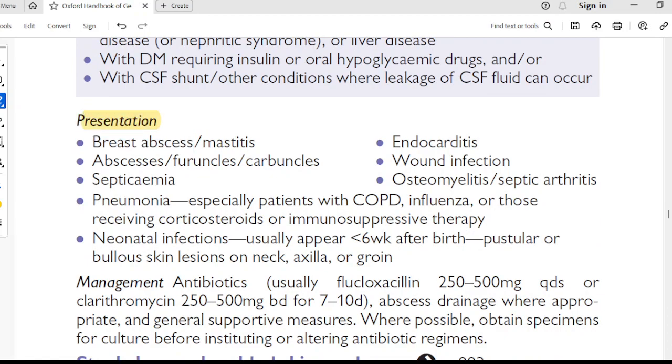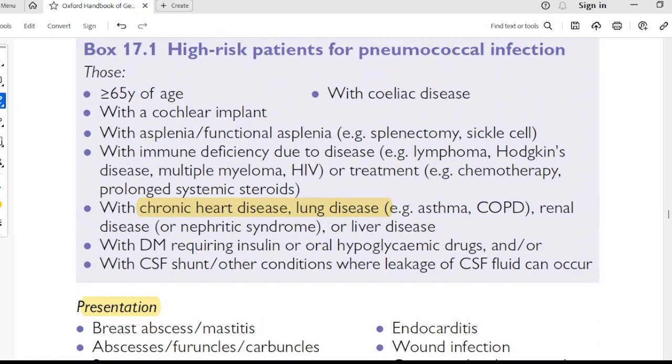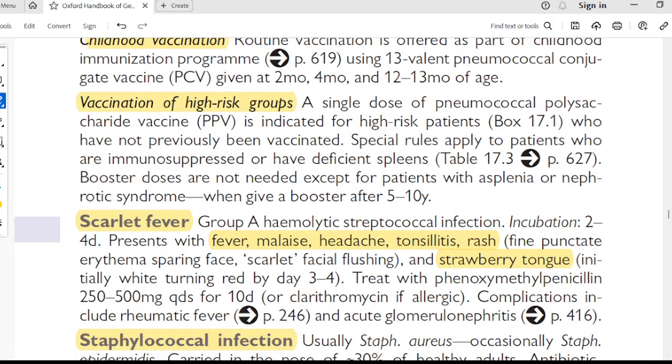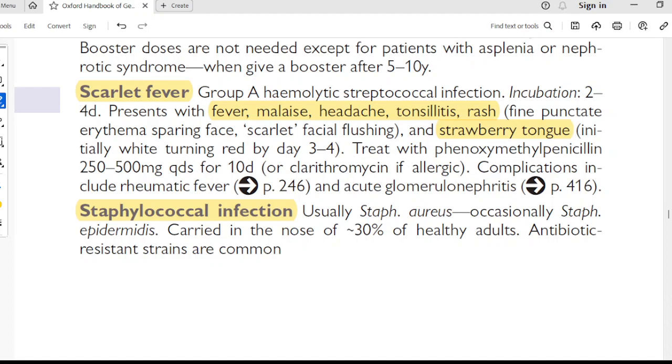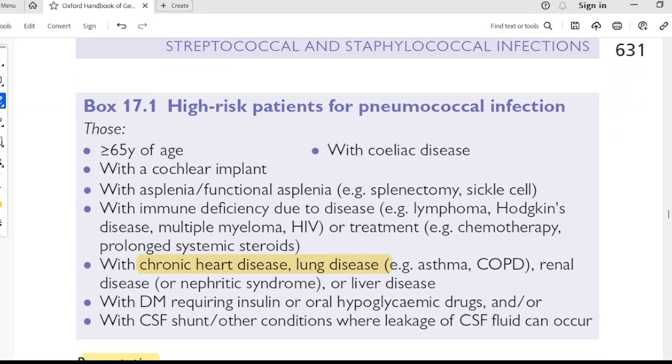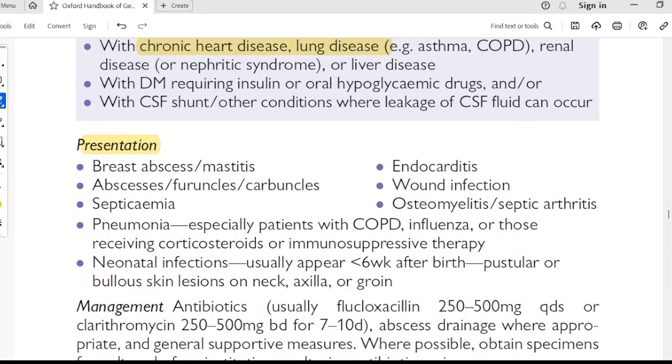Presentation of a staphylococcal infection. So the table was in between, so we had to read it that way. But right now, the current topic we are reading is staphylococcal infection. Usually Staph aureus, occasionally Staph epidermidis, carried in the nose of 30% of healthy adults. Antibiotic resistant strains are common with staphylococcal infection.